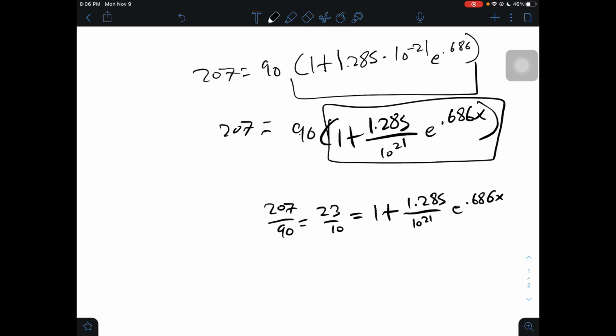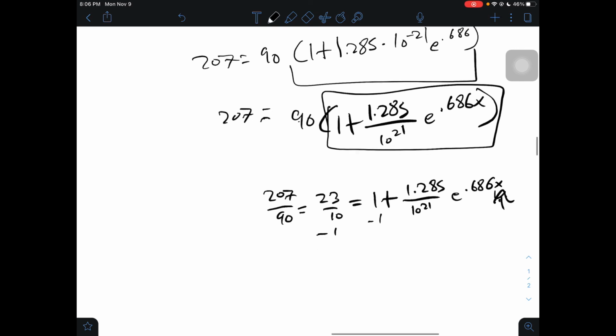Given this, we are now going to subtract 1 from both sides, just to make it simple on the right side. And we're trying to isolate x, obviously, so we have 23 over 10 minus 1, which is just 13 over 10, equals 1.285 over 10 to the power of 21st, e to the power of 0.686x.